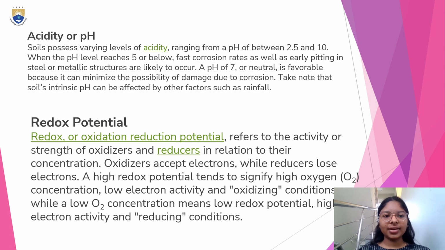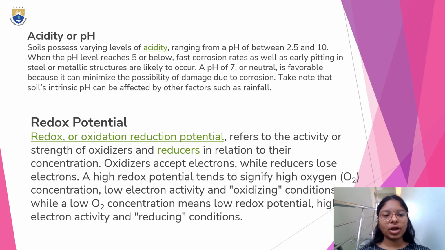Now, let's come into this slide. This slide is about acidity or pH. Soils possess varying levels of acidity, ranging from a pH of between 2.5 and 10. When the pH level reaches 5 or below, fast corrosion rates as well as early pitting in steel or metallic structures are likely to occur. A pH of 7 or neutral is favorable because it can minimize the possibility of damage due to corrosion. Take note that soil's intrinsic pH can be affected by other factors such as rainfall.